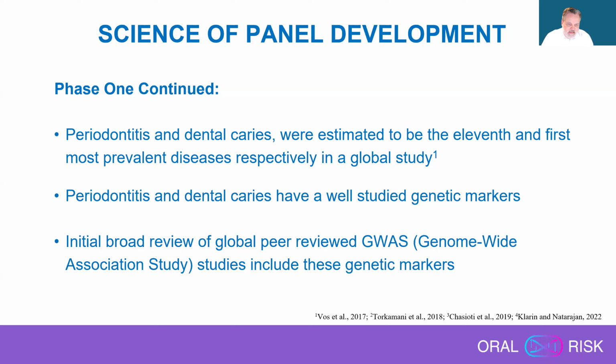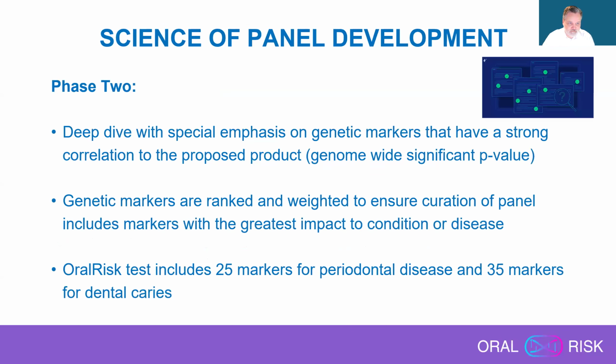So we did a broad initial review of the global peer-reviewed studies, these are genome-wide association studies, and we did find that a lot of them did include a lot of the genetic markers for these conditions. And that was perfect for setting up a test.